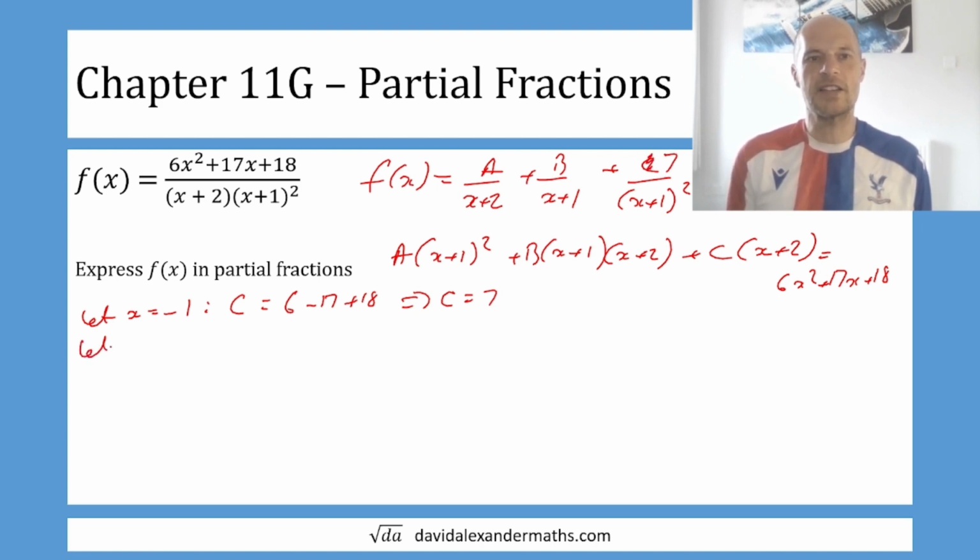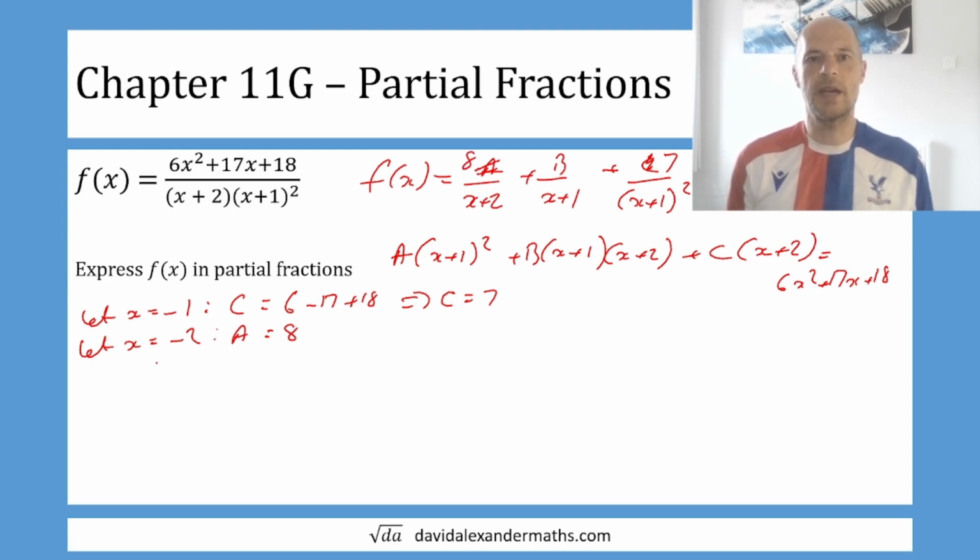Okay, now let's let x equal -2. That will give us the a. It will eliminate the b and c. -2 plus 1 is -1, and -1 squared is 1. So that will tell us that a is, okay, let's just be careful here. So it's 6 times -2 squared plus 17 times -2 plus 18. So a is 8.